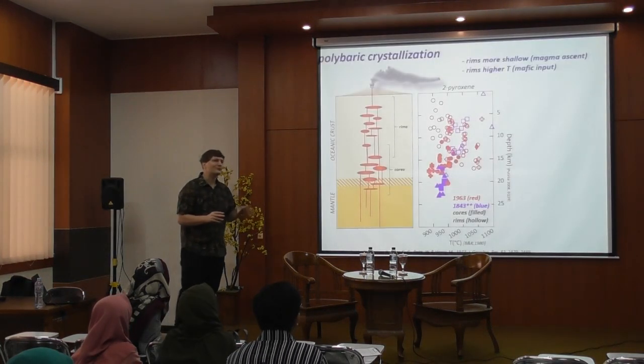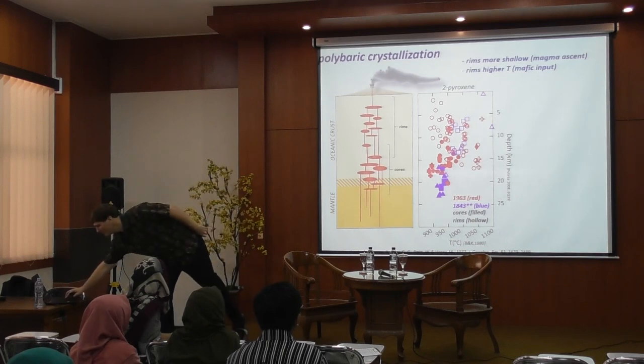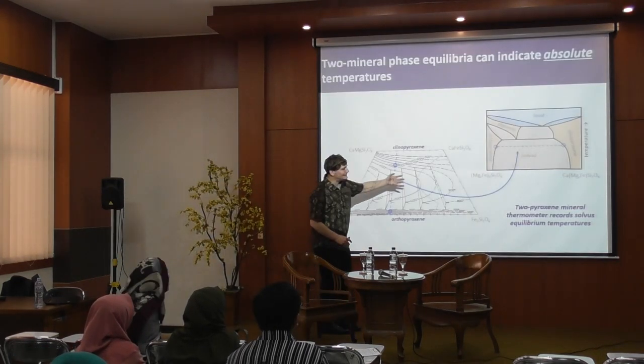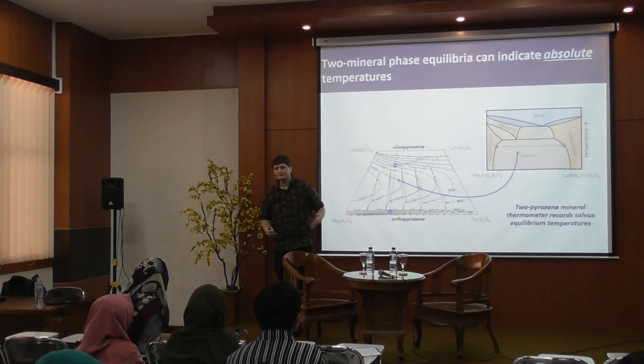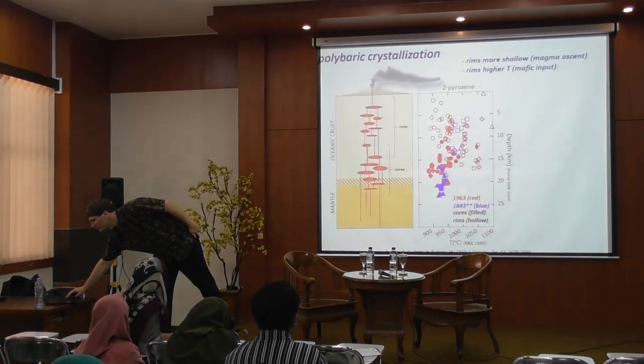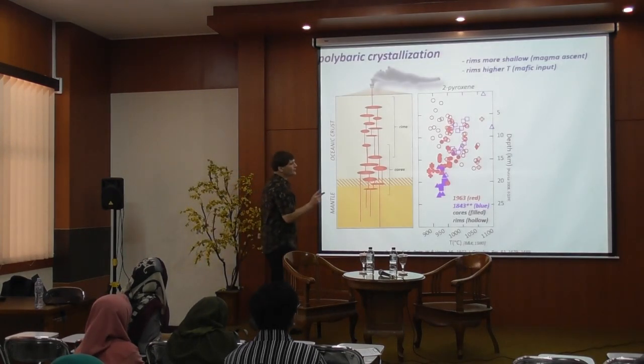I don't have a slide for the pressure, but you can also get pressure from this because those relationships along this solvus slide a little bit with pressure. And there are some other substitutions, so it's a little bit complicated. But you get the idea that we can get both pressure and temperature from these equilibrium conditions.